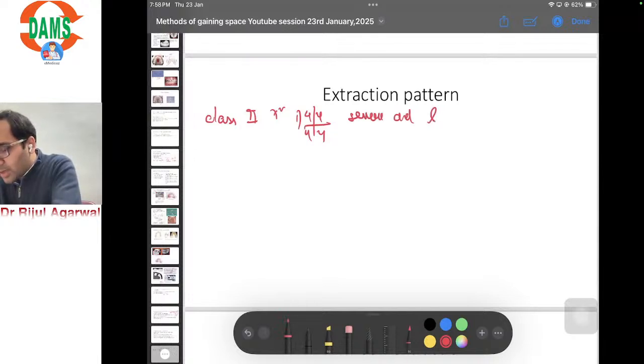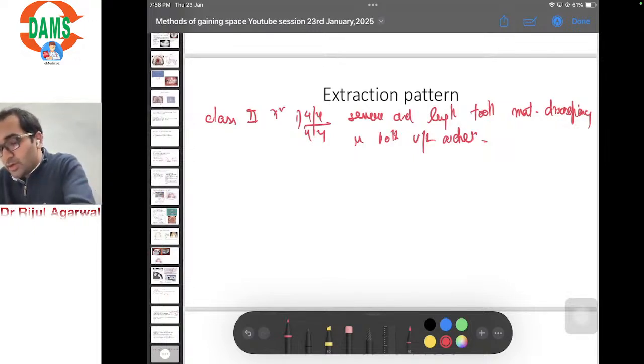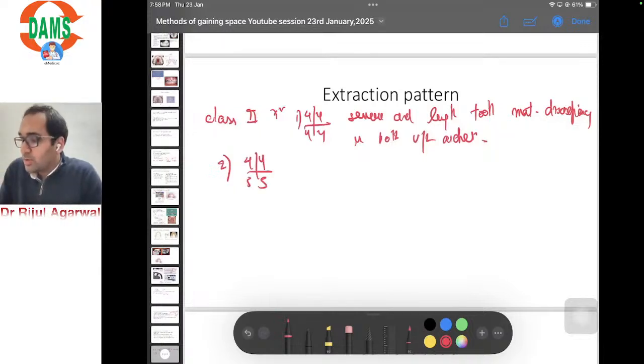When we have severe arch length tooth material discrepancy in both upper and lower arches, okay, means there is severe crowding in both arches, then we need to go for all four extraction. Similarly, upper 4 lower 5 extraction.